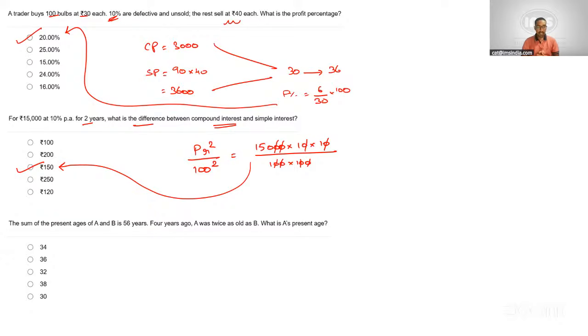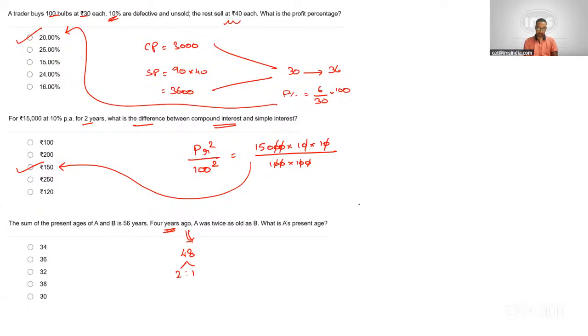Already two are done. Sum of ages of A and B is 56. 4 years ago, A was twice as old as B. What is A's present age? Okay, simple. Currently, the sum of their ages is 56. 4 years ago means for both of them I should subtract 4. That time the sum should have been only 48. 48 is the sum, with A twice as old.